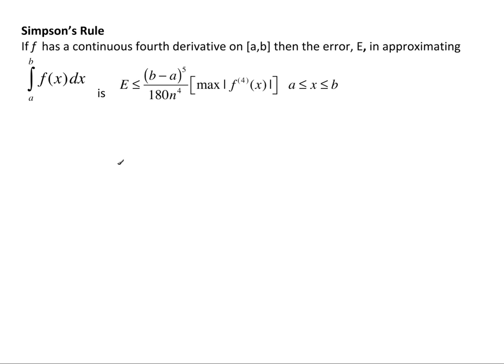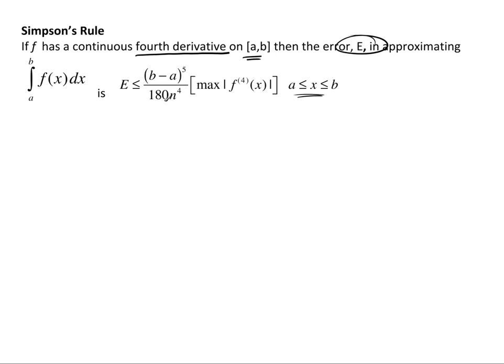Now, we have a similar situation for Simpson's rule, only this time if f has a continuous fourth derivative over this interval a to b, then the error E in approximating the integral is going to be less than or equal to (b minus a) to the fifth over 180n to the fourth times the maximum of the absolute value of the fourth derivative of f of x over this interval a to b.